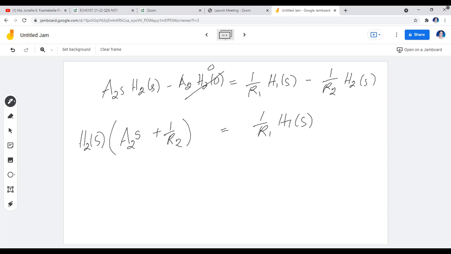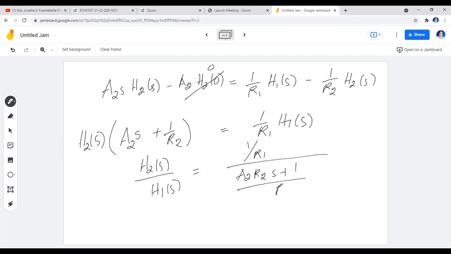Now, since I want output over input again for my transfer function, so level 2 in relation to changes in level 1, that would be, in this case, 1 over R1 all over. If I simplify this and place the simplified form here, I will have A2 R2 S plus 1 over R2. Okay, now this A2 R2 is equal to tau 2.